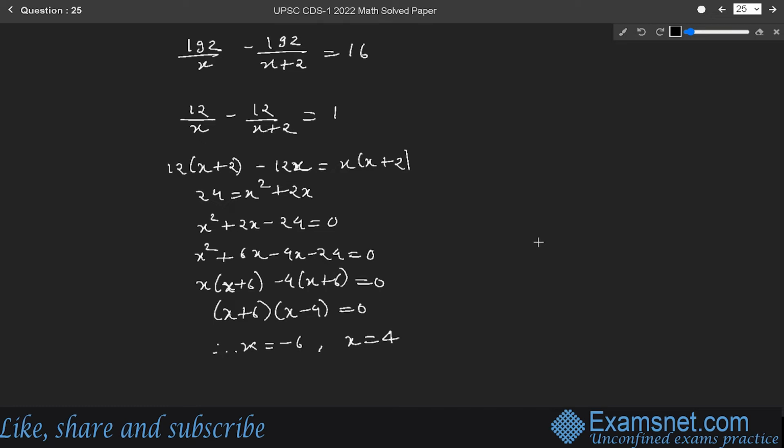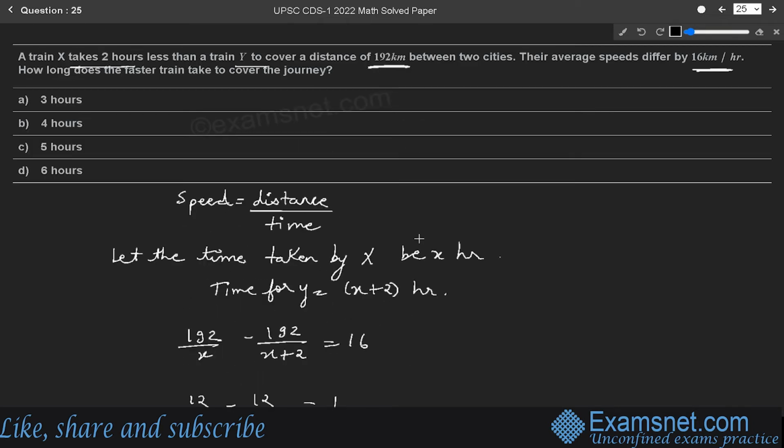We know that time cannot be negative. We have supposed the time for train X as x hours, but we know that time is never negative. So we will pick the positive value, which is 4. Therefore, we can say that the time taken by the faster train to cover the distance is 4 hours. So the correct option for this question is option B, 4 hours. I hope this question is clear to you. It was a very basic question.